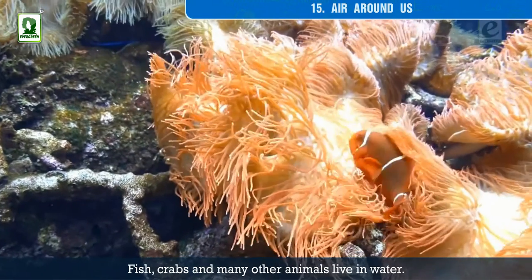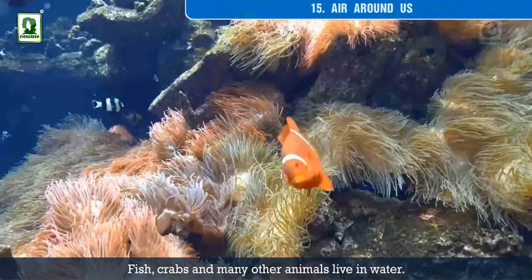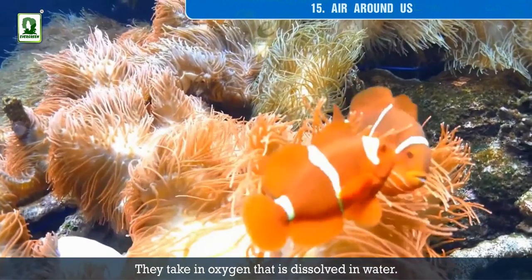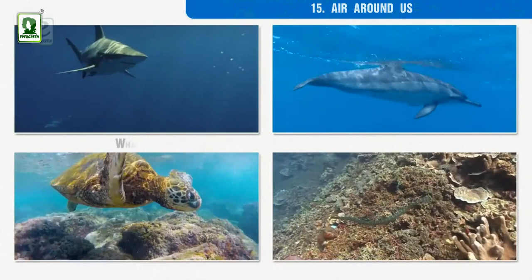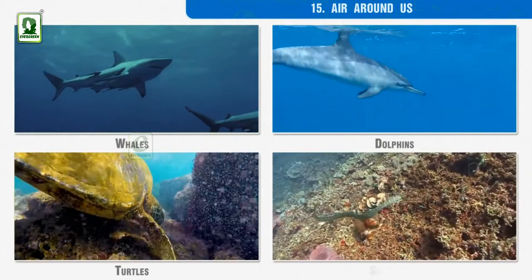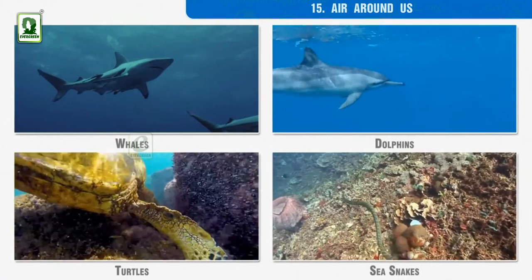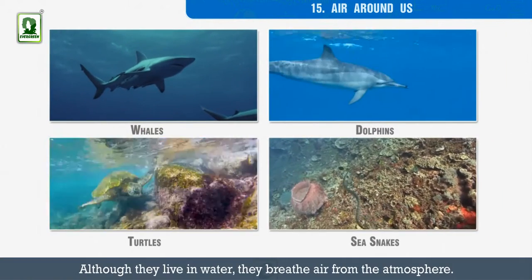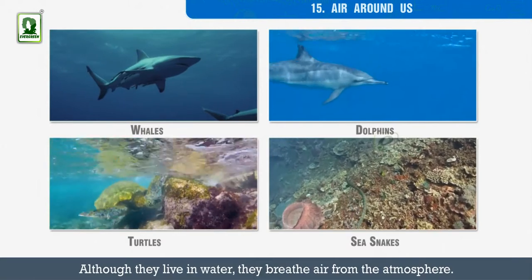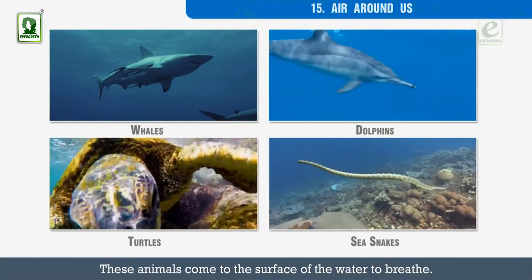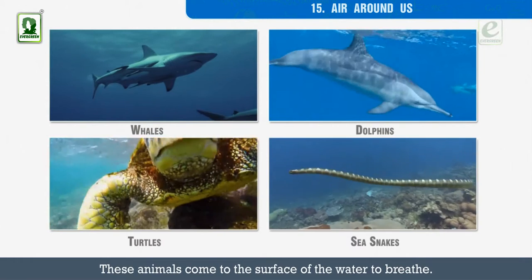Fish, crabs, and many animals live in water. They take in oxygen that is dissolved in water. Whales, dolphins, turtles, and sea snakes have lungs. Although they live in water, they breathe air from the atmosphere. These animals come to the surface of the water to breathe.